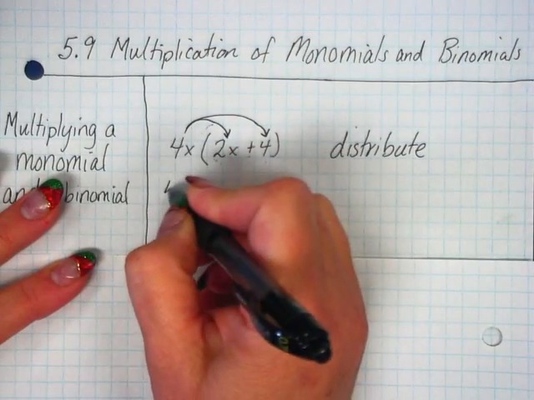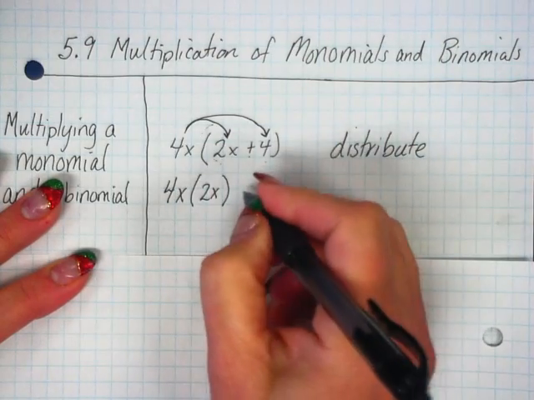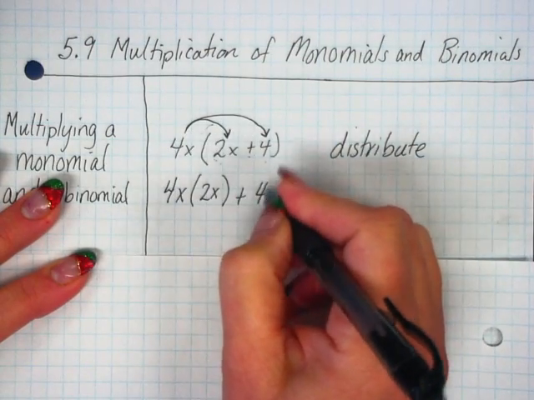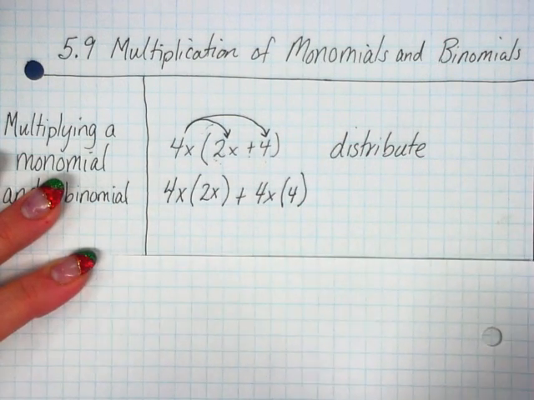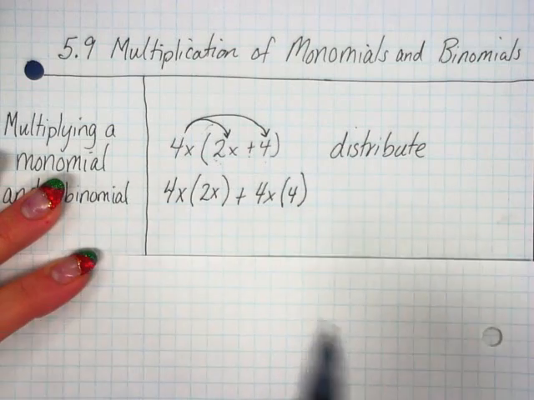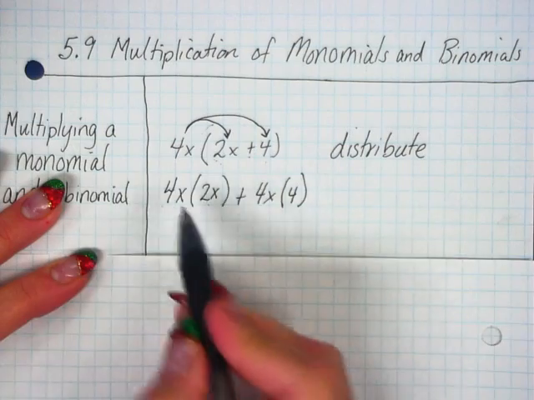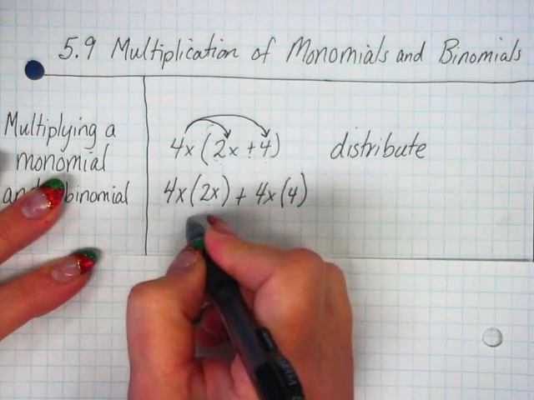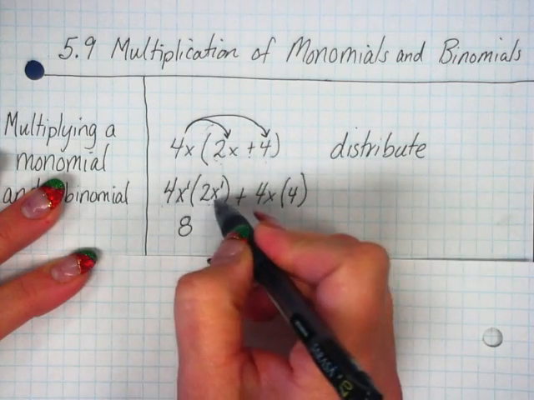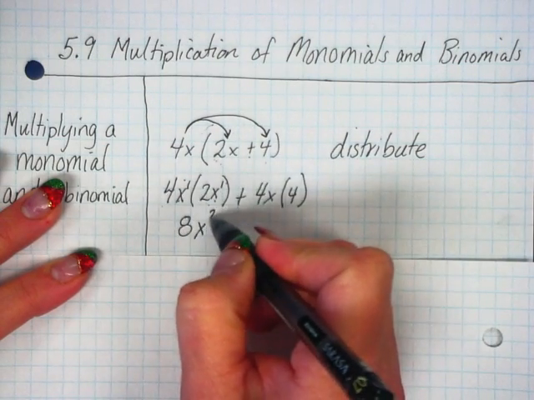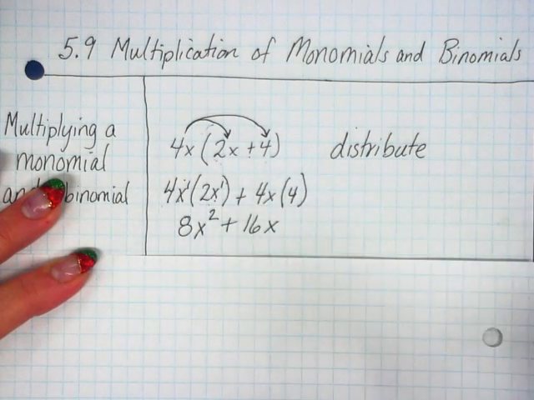So again, I want to see this step, even though some people don't think they need to do it. 4 times 2x and 4x times 4. Remember from the beginning lessons of chapter 5, you can put together the things that are similar and multiply them. So 4 times 2 would be 8. And remember, x to the first power and x to the first power, two bases with two exponents, we add them. 4 times 4 is 16x.